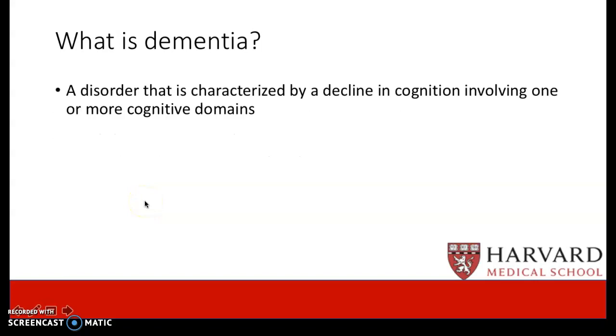So let's figure out what is dementia. Well, a basic definition, which I think really explains what dementia is, including all the different subtypes, is a disorder that is characterized by a decline in cognition involving one or more cognitive domains. This means that you have trouble thinking, and it involves not just memory, but a lot of different cognitive domains that allow us to function in the real world and make us ourselves.